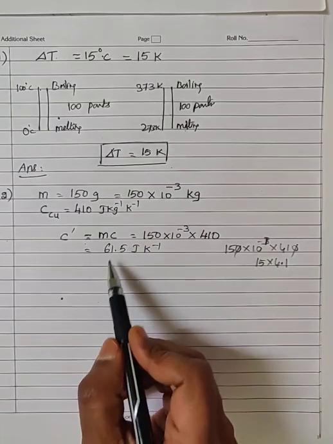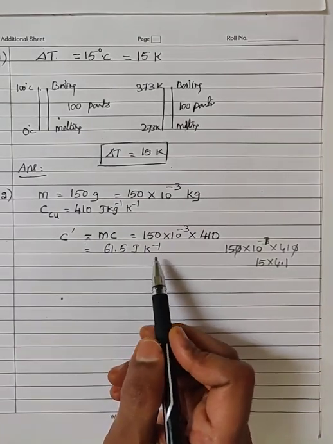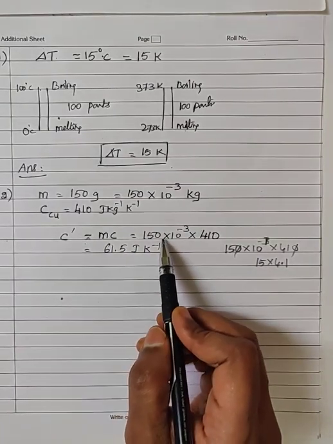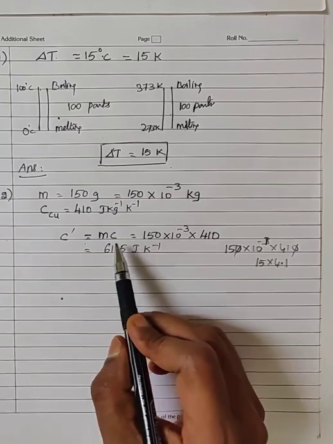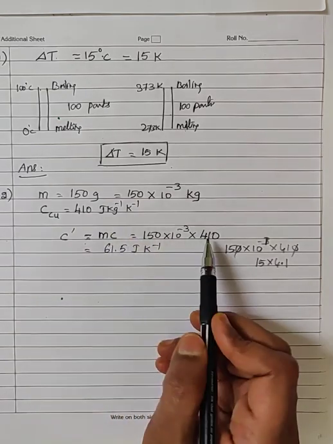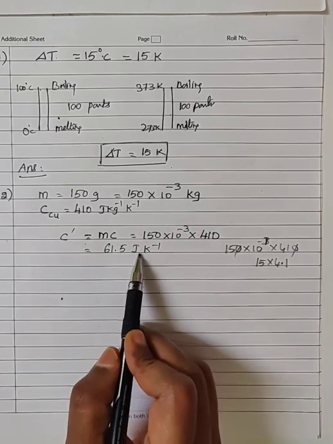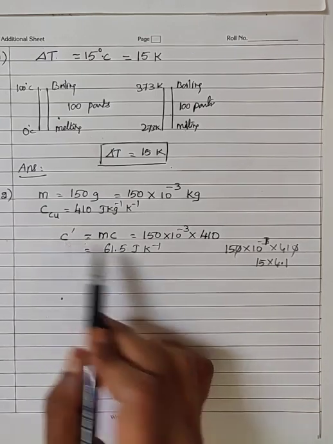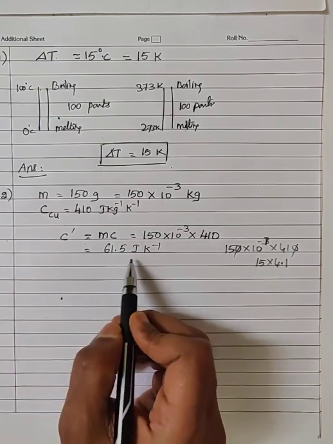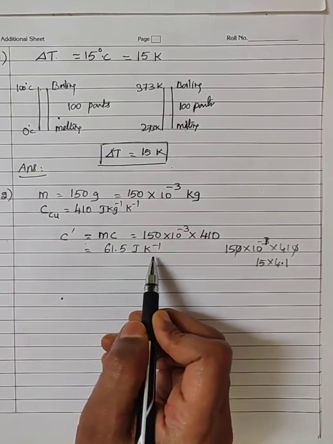So finally, the answer you are getting, you can directly write in SI unit, because we have substituted mass in kilogram, that is the SI unit. We have substituted specific heat capacity also in SI unit. So automatically you will be getting heat capacity in SI unit. The SI unit of heat capacity is joule per Kelvin, which is equal to 61.5 joule per Kelvin.